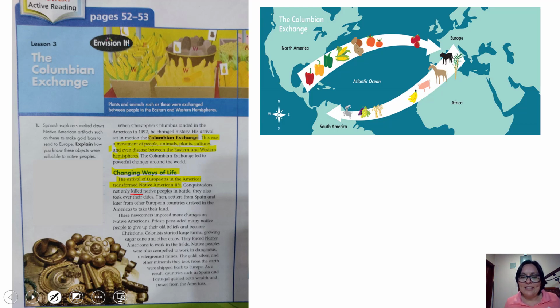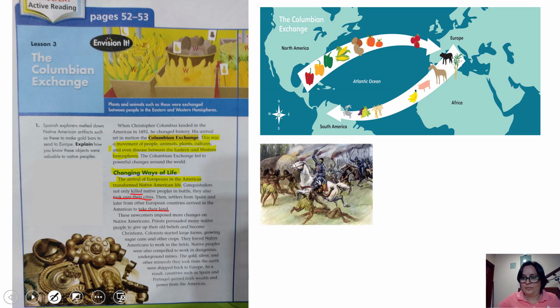When Europeans came to America, the conquistadors killed Native peoples in battle. Also, they took over their cities. And also, they took their land. So here you can see this picture in which European people are killing Native Americans on the continent of America. And after that, they took their cities and also their properties, their lands.